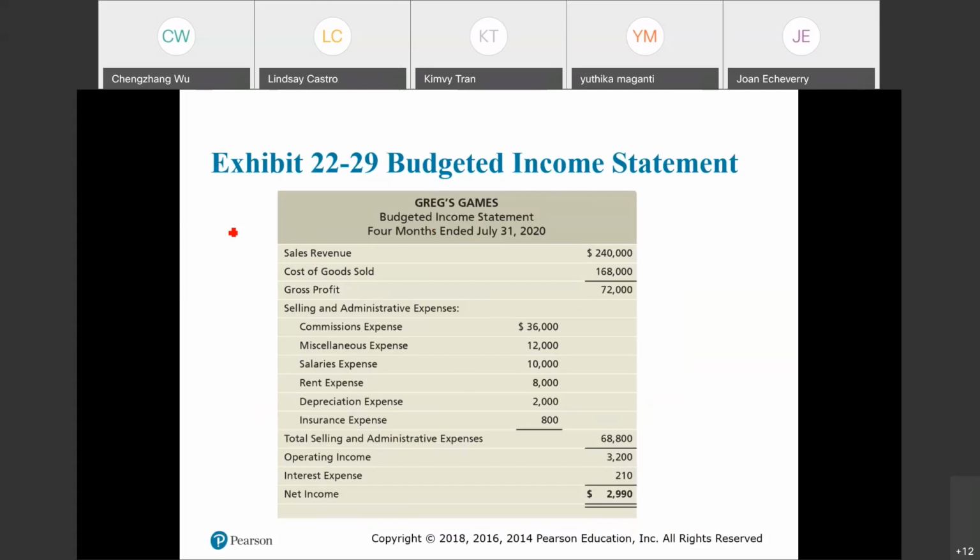We have sales revenue minus COGS equals gross profit. Gross profit minus total selling and administrative expenses, we get operating income. Operating income minus interest expense, we get net income. Well, this is the income statement budget.